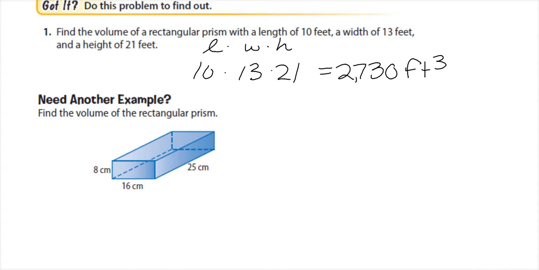All right, let's try another example by ourselves. So go ahead and pause it. And let's take a look. So we have 8, 16, and 25. All right, so again, it doesn't matter which ones you pick first. It's all going to come out the same. So 8 times 16 times 25. So let's do that. So 8 times 16 times 25, and we should get 3,200. And in this case, we're in centimeters, so cubic centimeters. Okay, and that's it for those. Okay, pretty easy overall, as you can tell.